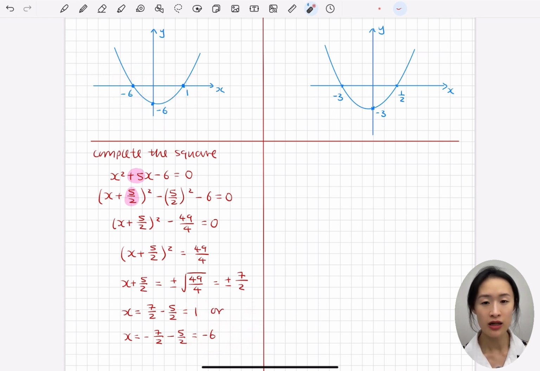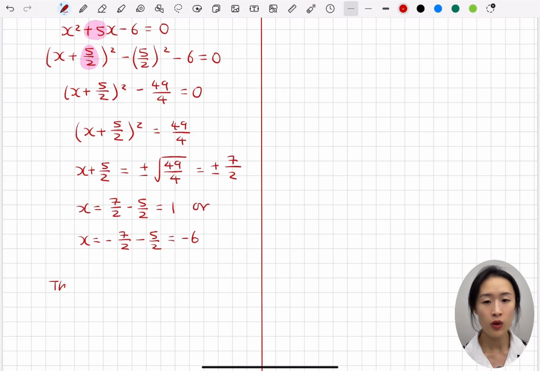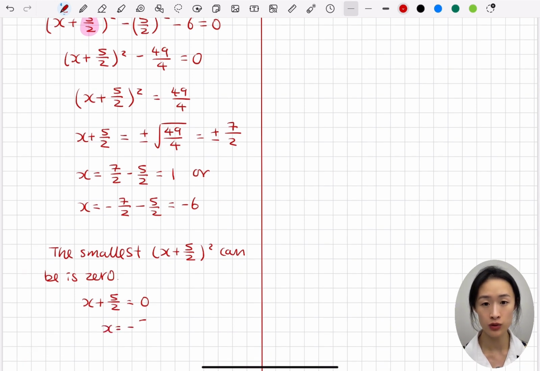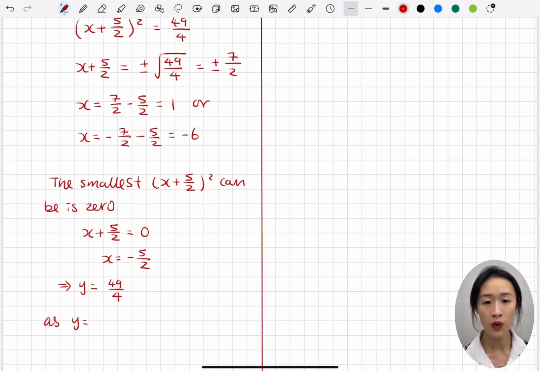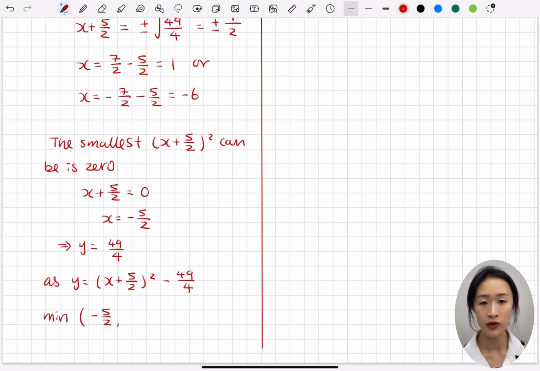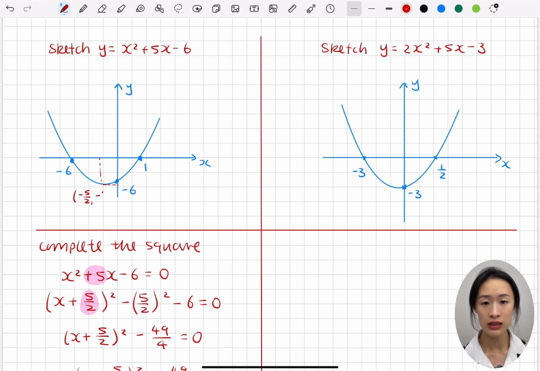Completing the square actually tells us something more than just the x-intercept. If I look at this step here, where does the smallest value of x plus 5 over 2 squared occur? Now, we all know if we square something, the smallest value is going to be 0, and that happens when x equals negative 5 over 2. So when x equals negative 5 over 2, y is going to be negative 49 over 4, and that gives me the minimum point of my curve. So the coordinates of the minimum point are negative 5 over 2, negative 49 over 4. So now I'll be able to get a more accurate sketch.